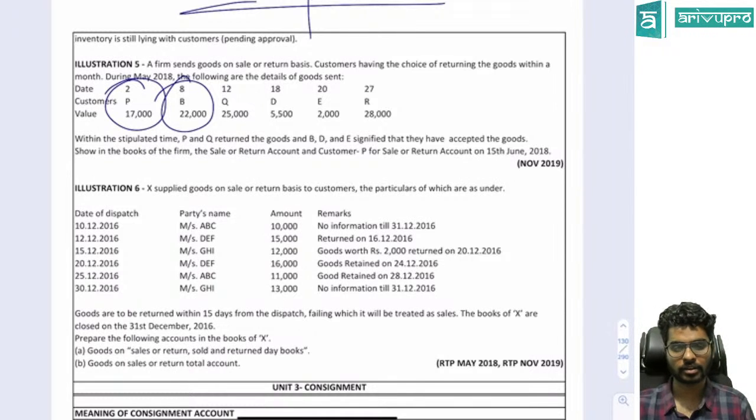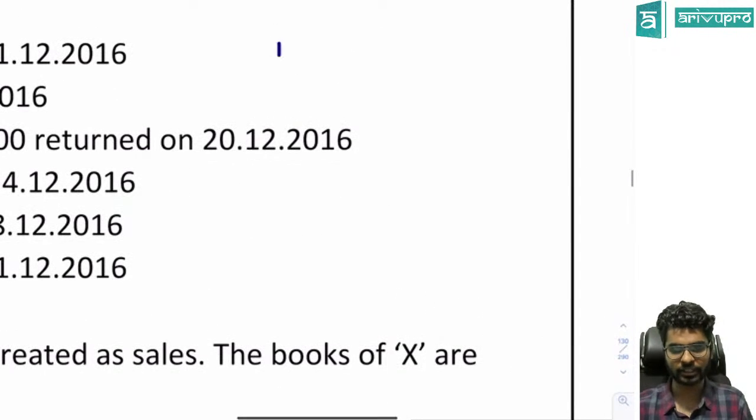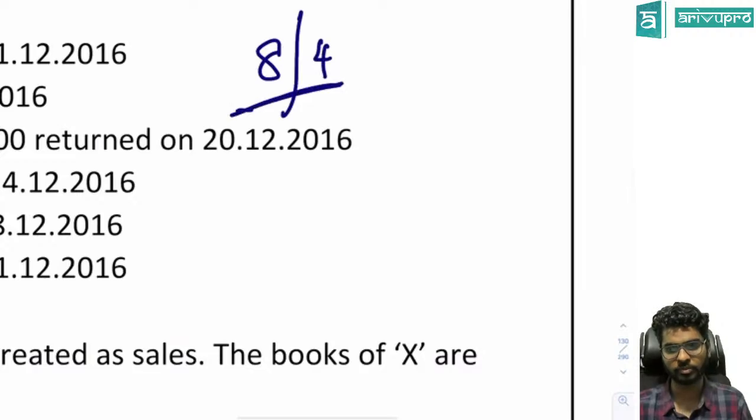Guys, are you done? Guys, are you done? Easy chapter. Very often you keep getting it for an 8 mark or a 4 mark. Don't miss this one.